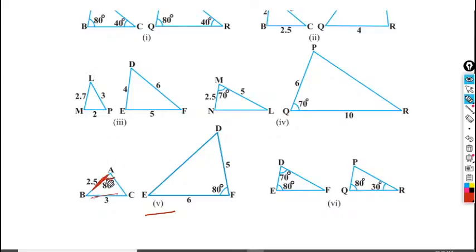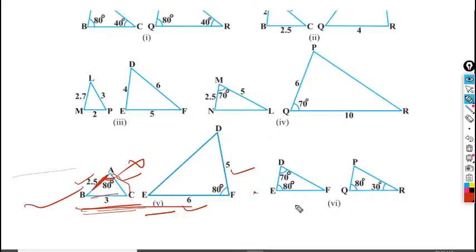But our theorem is angle must be equal and the sides included must be proportional. That means AB and AC, here EF and DF, they should be proportional. But here you can see AC is not given, isn't it? So we can find the value of AC, so that we can say whether these two triangles are similar or not. So here data is inadequate.